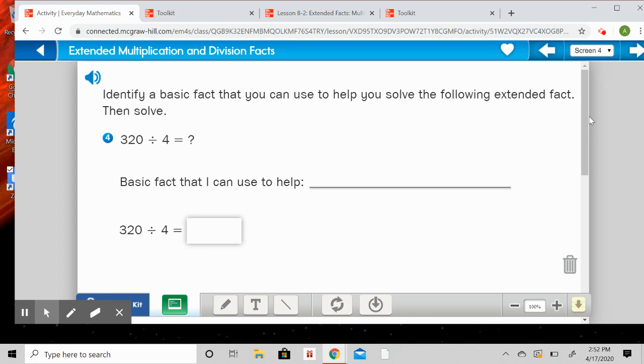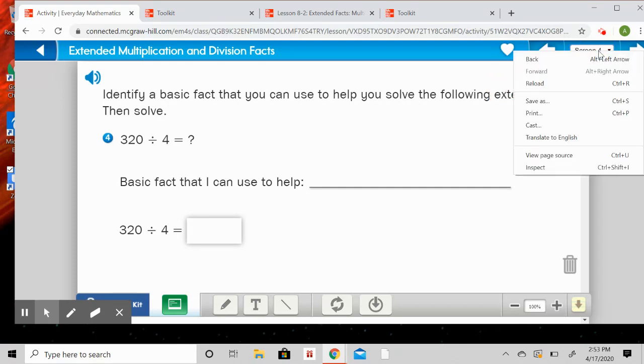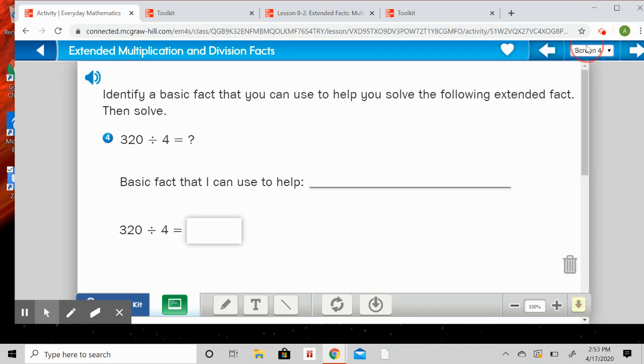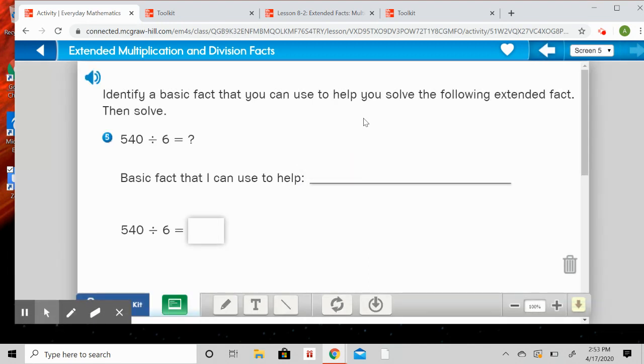Now this is division. What is the basic division fact to help you solve 320 divided by 4? It is the same rule. There is a basic fact. Look at the fact here and think about what basic fact would help you solve that. And then you're going to write your answer to 320 divided by 4 in the box. And the very last one, screen 5. Again, division. What is the basic fact to help you solve 540 divided by 6? And then what is the answer to 540 divided by 6?